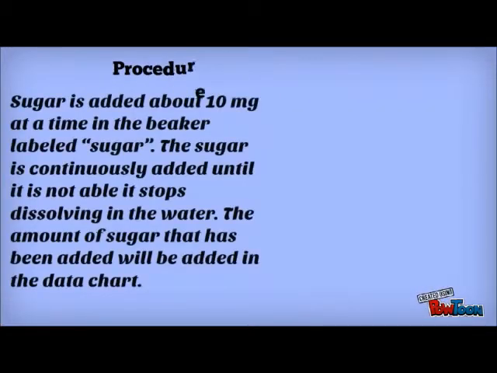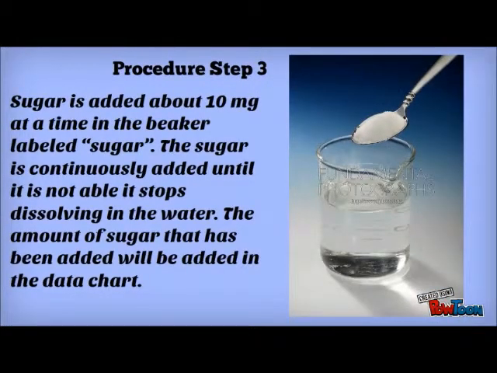Step 3. Sugar is added about 10 milligrams at a time in the beaker labeled sugar. The sugar is continuously added until it is not able to dissolve in the water anymore. The amount of sugar that has been added will be recorded in the data chart.